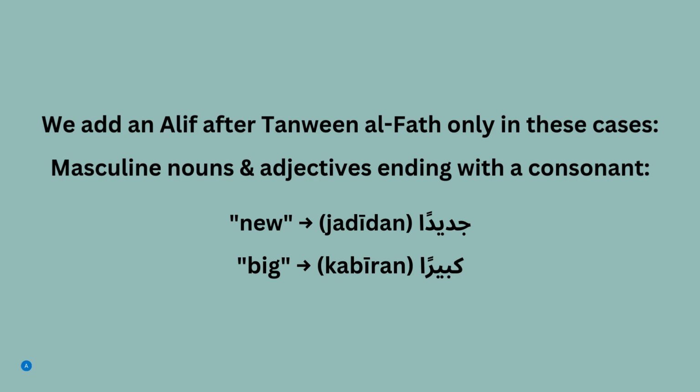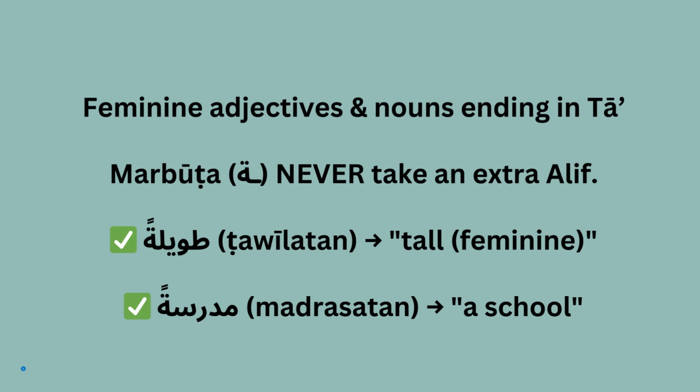And when do we add an alif after tanween fatah? It's in these cases. What are those? It has to be a masculine noun or a masculine adjective. Then we will add an alif after tanween fatah, such as jadidan, kabiran. In these cases, we are adding an alif because these are masculine nouns or masculine adjectives. Also, there is an extra case of hamza, which will take an alif sometimes and will not take alif sometimes. But how and why we'll explain later in another class, inshallah. Finally, we conclude that feminine adjectives and feminine nouns which are ending in ta marbuta will never take an alif. Examples: tawilatan, madrasatan. Okay, I hope you understood.